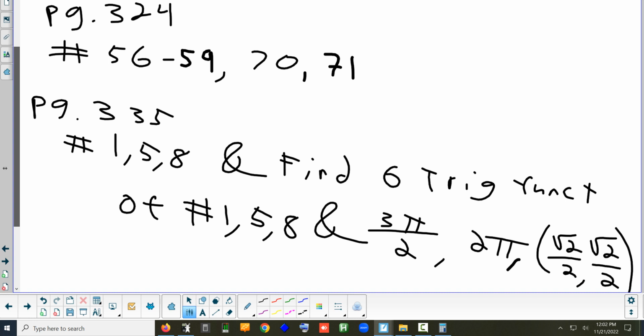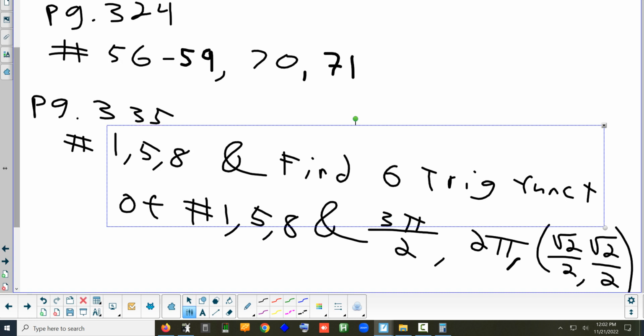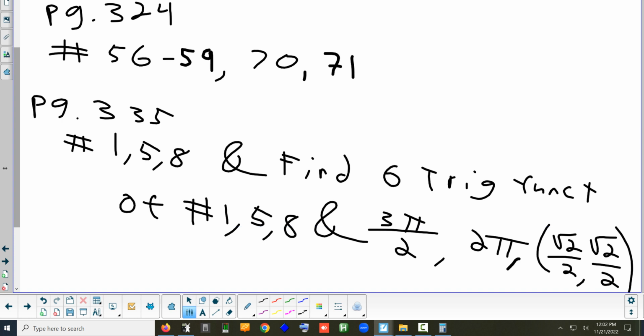But then, after you do that, I think it wants you to find the coordinate. Then I want you to take the coordinate and do the 6 trig functions for 1, 5, and 8. And do the 6 trig functions of 3 pi over 2. So find the coordinate. 2 pi, find the coordinate. And do the 6 trig functions of root 2 over 2, comma, root 2 over 2. This is not a coordinate you've probably seen. So it represents an angle, but you don't need to know what it represents. The important thing is you have the coordinate.